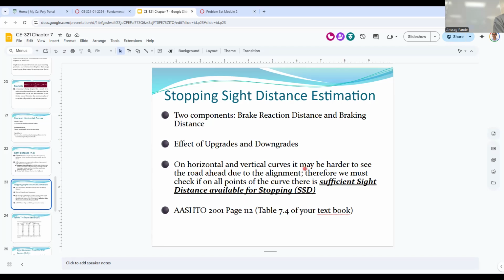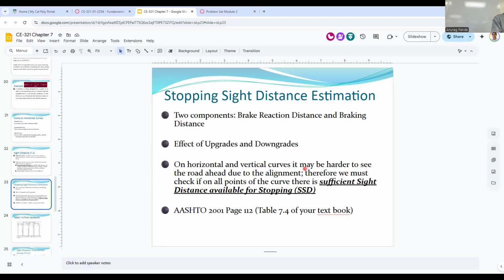And then on horizontal and vertical curves. So this is what we are going to talk about in this class: what are the sight distance considerations that come into play when you're designing horizontal curves and vertical curves. Okay, so we've talked about horizontal curves, we've talked about vertical curves. Now we are specifically talking about the sight distances on those curves.